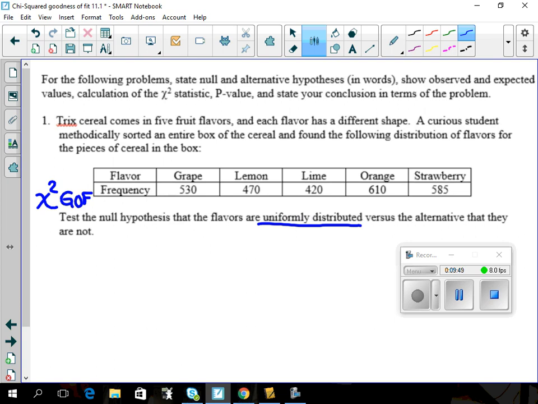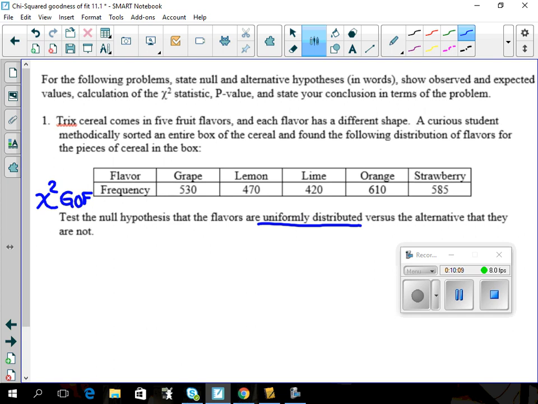But today we're going to look at just uniform distribution. What does that mean to you? What do we expect to happen if it's uniform? They should all be the same. Do you agree with that? If the colors are uniformly distributed, we expect all the colors to be the same. We expect. I'm using the words for a reason.